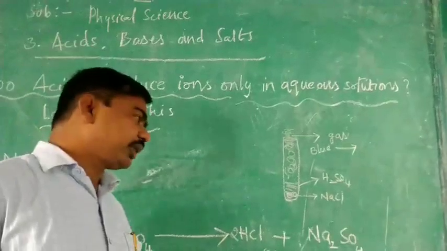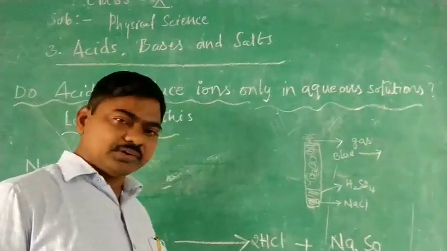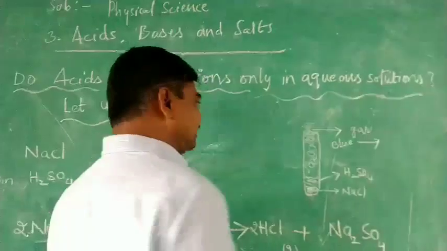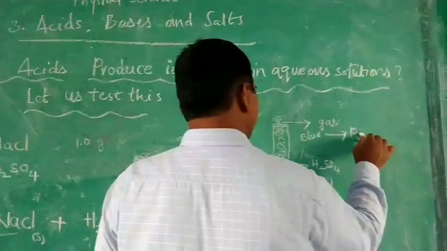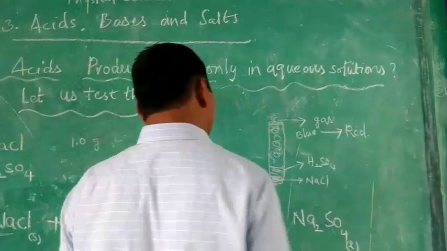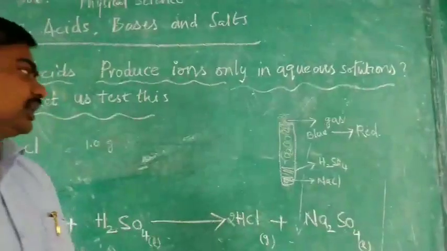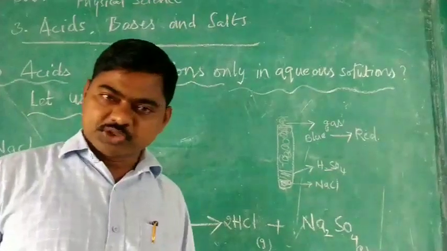If it changes to red color, what do you have to say? It is an acid, you have to say. Acidic. Suppose it won't change, what will you say? It means the gas is not reacting with that litmus paper.